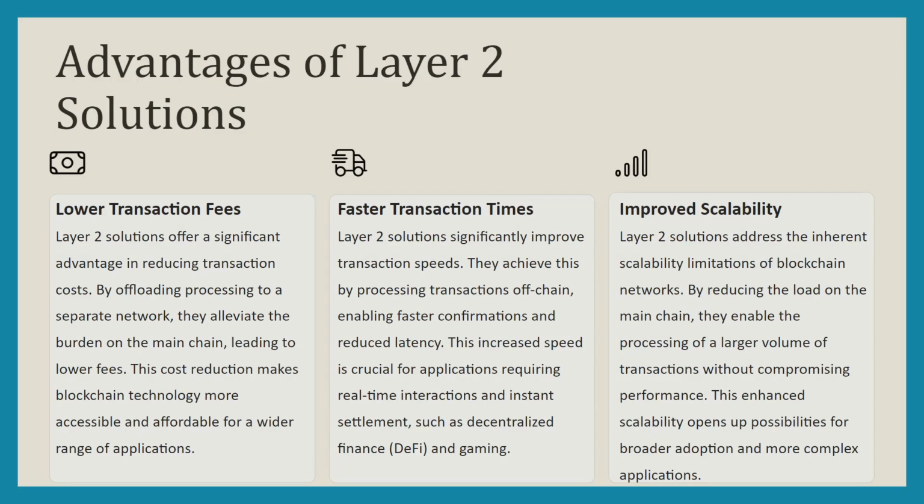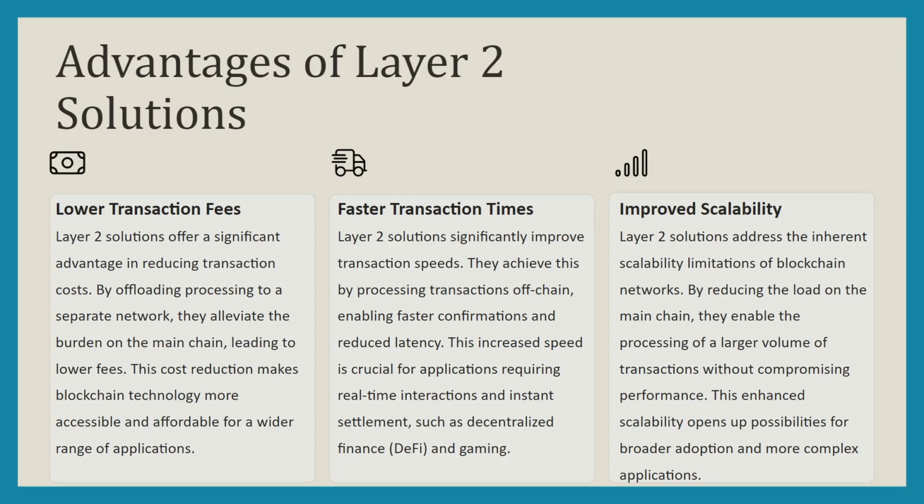So let's talk about advantages of different layer 2 solutions we have discussed. The first is lower transaction fees. These solutions offer a significant advantage in reducing transaction costs. By offloading processes to a separate network, they alleviate the burden on the main chain, leading to lower fees. This cost reduction makes blockchain technology more accessible and affordable for a wide range of applications.